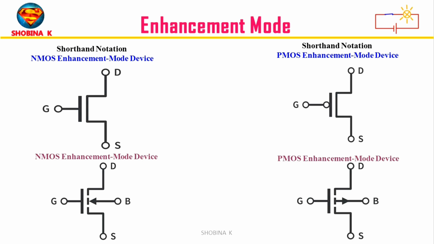Now look at the P MOSFET in enhancement mode. Again, we see the dashed line for the enhancement mode channel. The arrow points outward from the channel to the substrate. In PMOS, we have a P-type channel and an N-type substrate. So the arrow points from channel P to substrate N. And why dashed line for enhancement mode? Think of it as an incomplete or potential channel, meaning the channel does not naturally exist, so it needs to be enhanced or created by applying gate voltage.